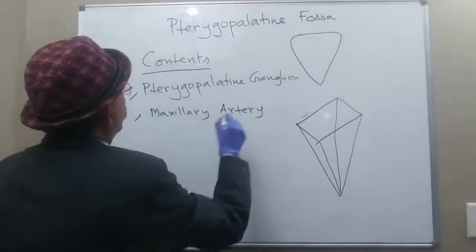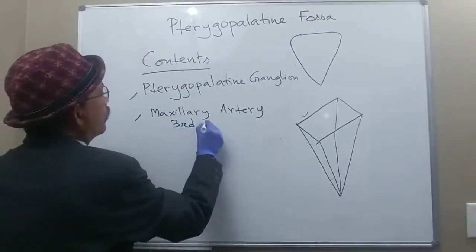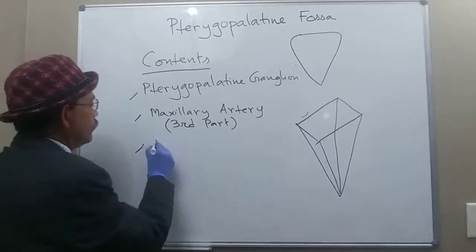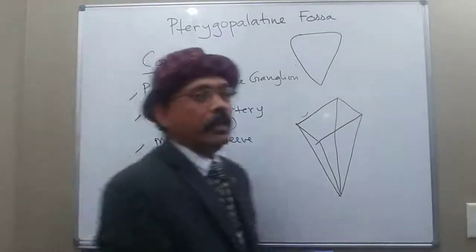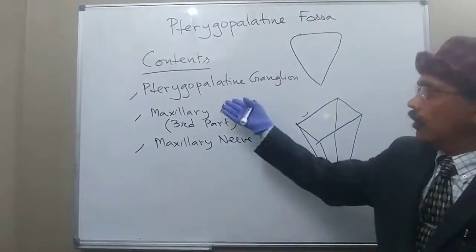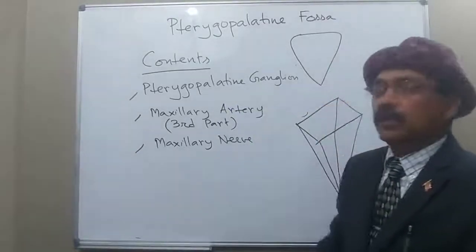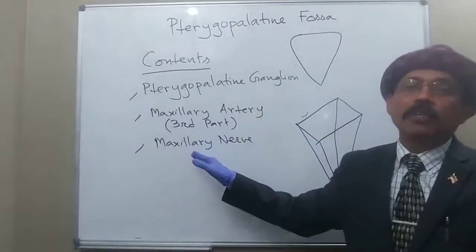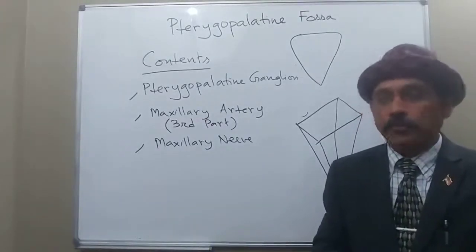Then we have the maxillary artery, the third part of the maxillary artery. Then we have the maxillary nerve, which is a content of the pterygopalatine fossa. The maxillary nerve is a branch of the trigeminal nerve, the fifth cranial nerve. This is sensory. The ophthalmic division of the trigeminal nerve is sensory. The mandibular division is mixed, containing both motor and sensory fibers.